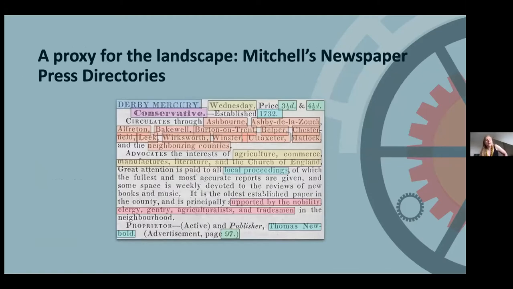So we discovered that a really good proxy for this was presented by newspaper press directories, a set of volumes that were published almost annually by Charles Mitchell from 1846 onwards. And these volumes were initially intended to keep a more dignified and permanent record of the press. And in the event, the directories have emerged as a really authoritative list of London and provincial newspapers. So what's interesting about these publications is they record important information about each title: the frequency and day of its publication, its price, its self-declared political leaning, date of establishment, area of circulation, its interests here, agriculture, commerce, its self-declared audience, and finally its proprietor here, Thomas Newbold.